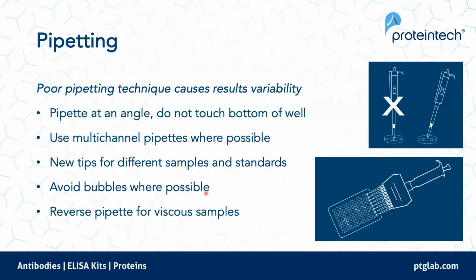You also want to try and avoid bubbles where possible. One way to do this is to avoid blowout, so don't go all the way down when you're using your pipette. Another thing is that you can try reverse pipetting for viscous samples. If you're unsure what reverse pipetting is, again, there'll be lots of videos out there, but it can be a really useful trick for not introducing bubbles into your standards and your samples. Bubbles can be really bad later when you're trying to read out because they can affect the wavelength of the optical density when you're reading out your plate later on.